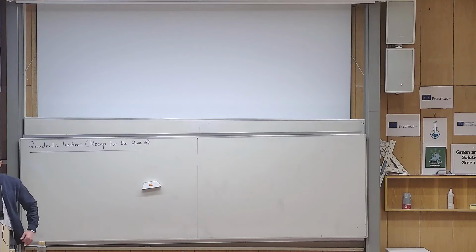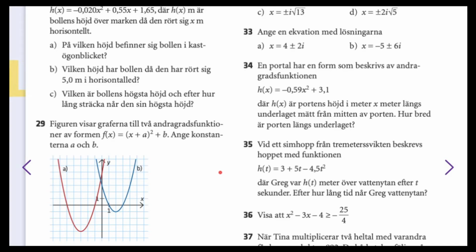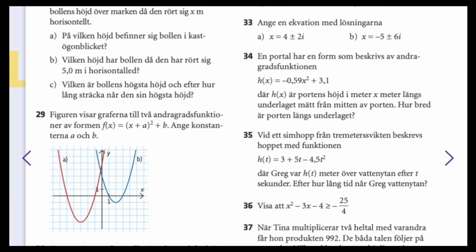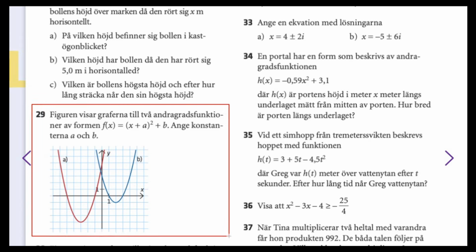Okay, so let us start practicing a little bit. I would say that this is probably a good question. Of course, this is not one question, it is two questions in one. You see that the graph shows the graph of a function of this form, x plus a squared plus b, and you want to determine the constants a and b.